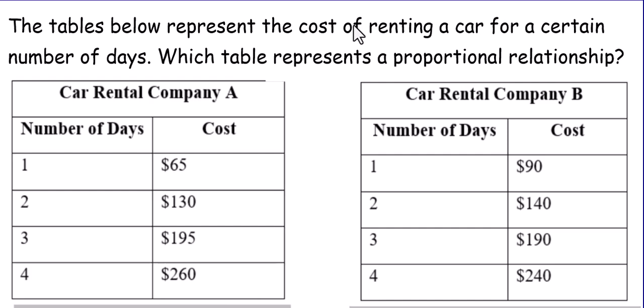This problem covers tables of proportional relationships. The tables below represent the cost of renting a car for a certain number of days. Which table represents a proportional relationship? Now, it could be one, it could be both, it could be neither of those.